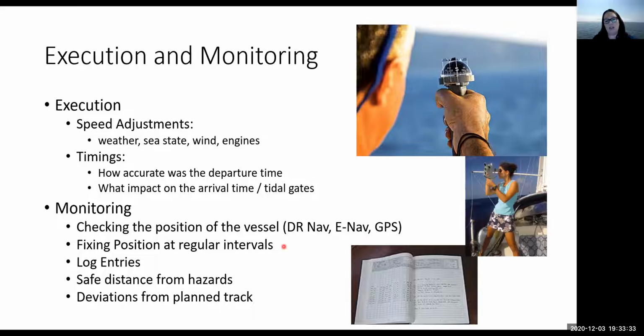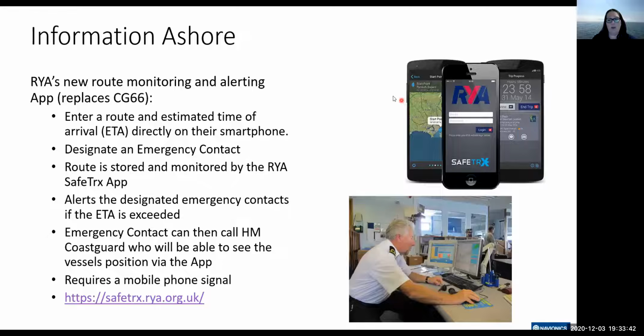So when we put that all together, we end up with our passage plan. But one of the really important things is, who knows that we are at sea? If you haven't already used the RYA SafeTrx app, I would absolutely suggest it. It's a route monitoring and alerting app. I say new, but it's been around for a little while now, replacing the old Coast Guard CG66 scheme. You can put your route in, enter your estimated time of arrival, and designate an emergency contact. The route is stored and can be monitored by the app, and it can alert the designated emergency contacts if your ETA is exceeded. Your emergency contact could then call the Coast Guard, who would be able to see your vessel's position via the app, but it does require a mobile phone signal.